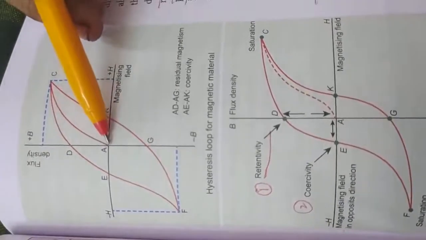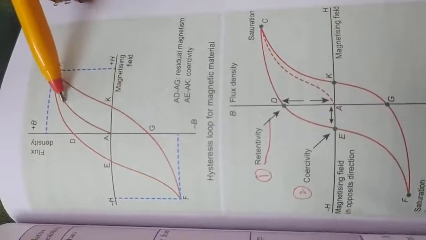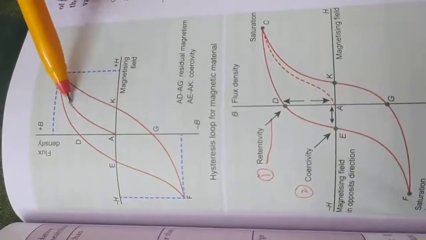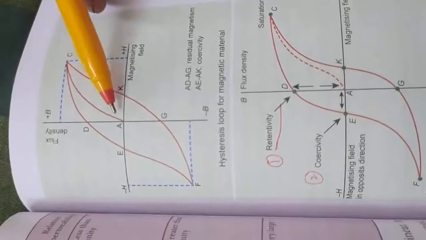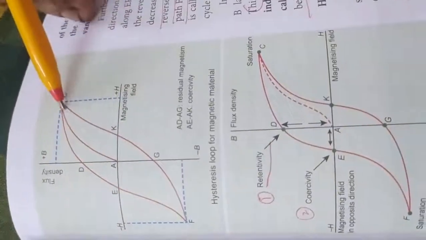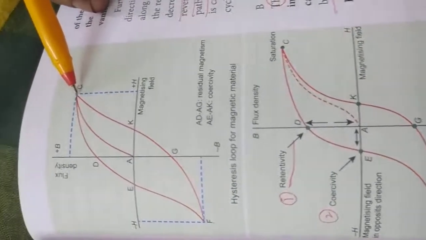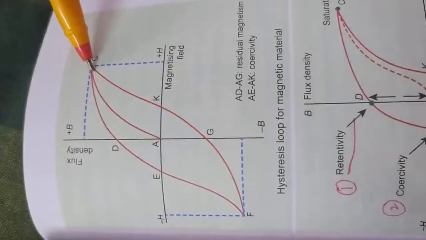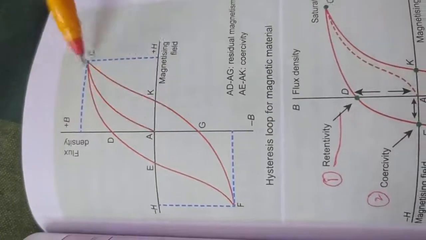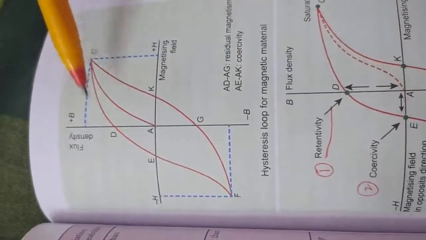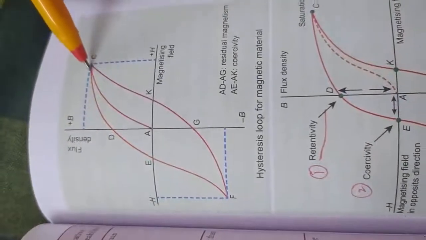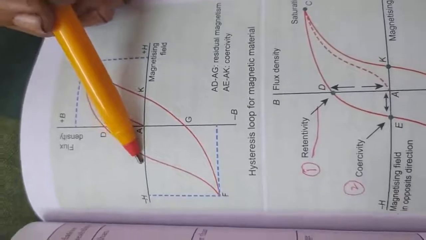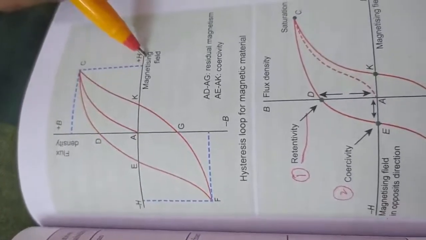So when you increase the magnetizing field, the graph will go like this, that is along AC. When you gradually increase the magnetizing field, the flux density also increases, and this is the saturation point. After reaching this point, if you decrease the magnetizing field, it will not retrace the path, but it will move along the path CDE.